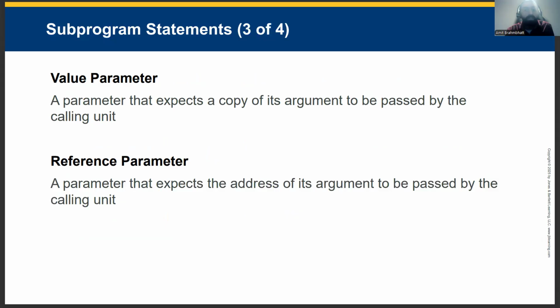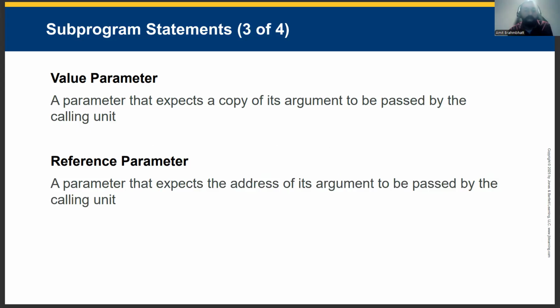Value versus reference parameters. A value parameter receives a copy of its argument, and changes made inside the subprogram do not affect the original value. A reference parameter, on the other hand, receives the memory address of its argument. So changes inside the subprogram directly modify the original variable.